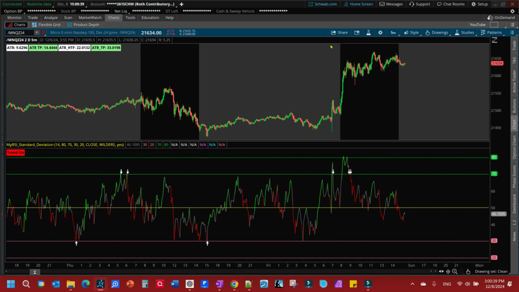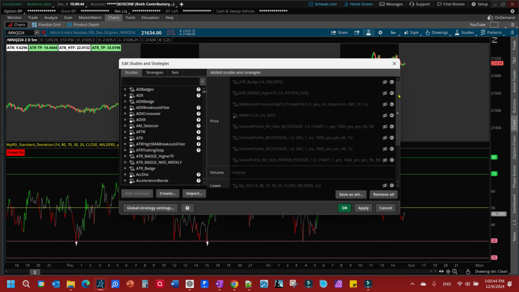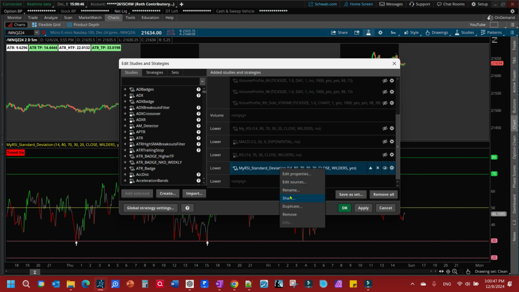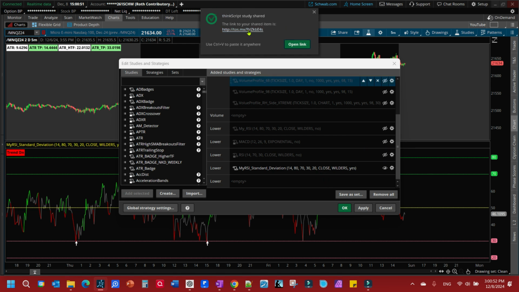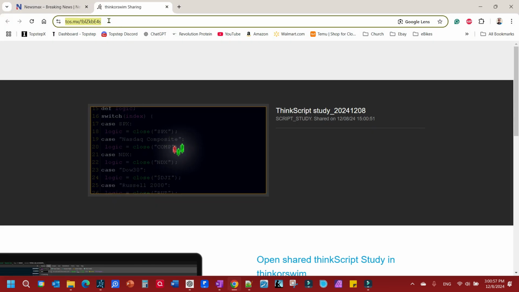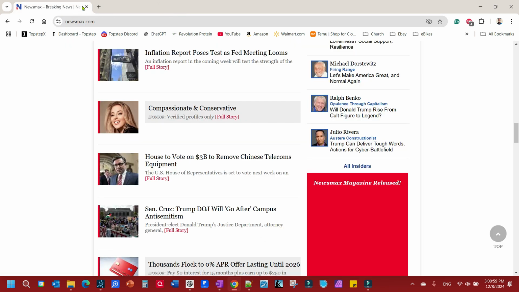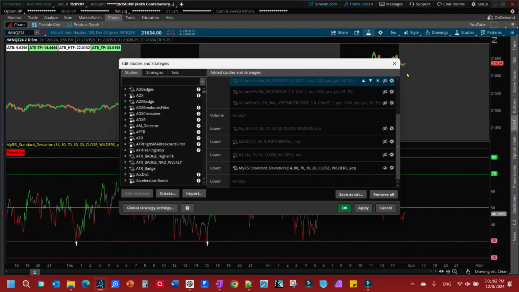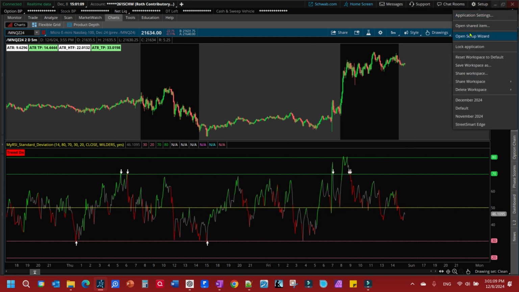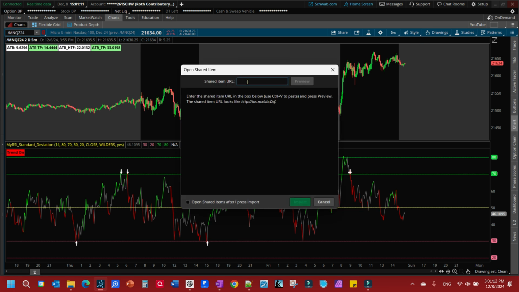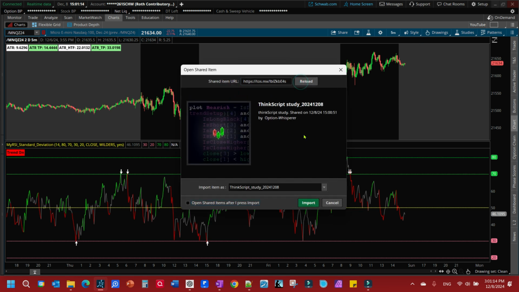So what I'm going to do is show you how to install this code. First thing, I'm going to come down here and share this. I'm going to click the share button, and it's going to give me this link here. I'm going to click that link so I can go here and copy that link. This link, first we're going to go here, setup, open shared items. You're going to paste that right here. And you can preview it.